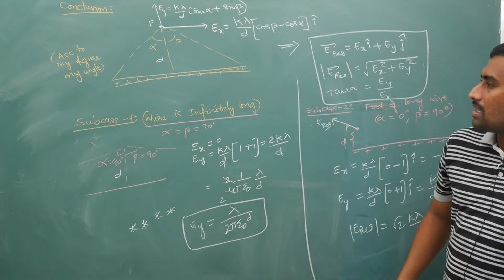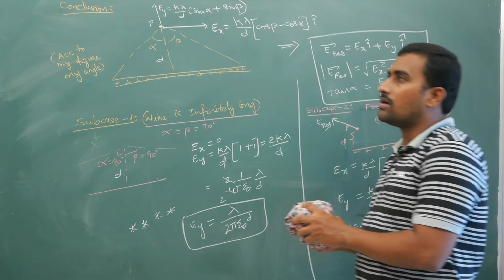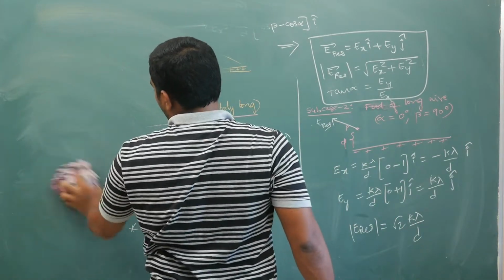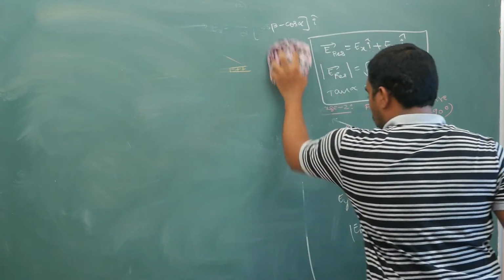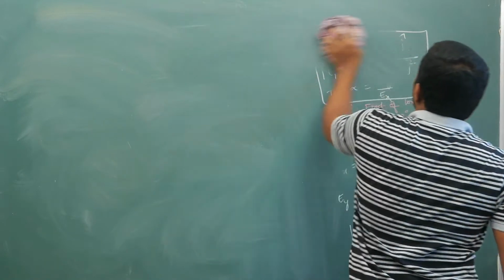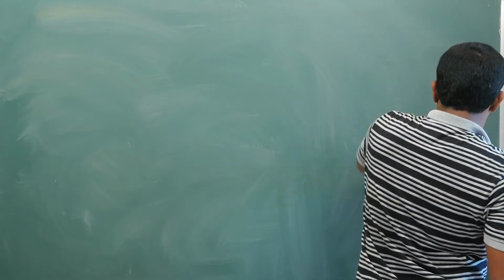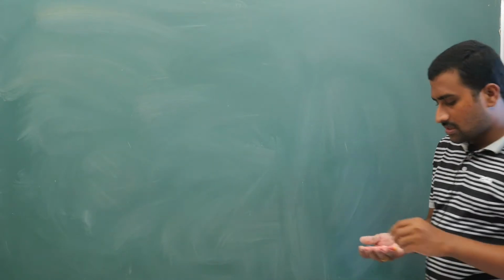Now coming to the potential. So far we have calculated only field because of infinitely long wire. Next we are going to calculate potential because of infinitely long wire. So what is this potential business? I will tell you.